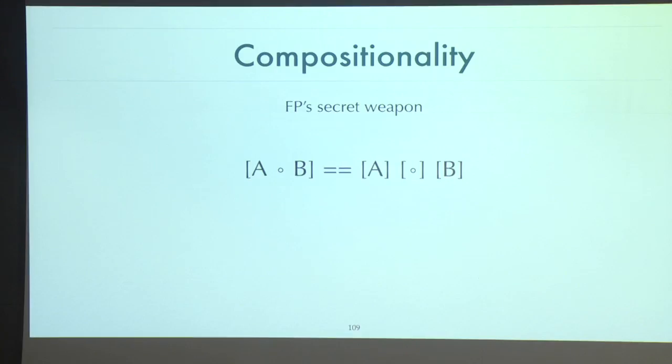So to me, compositionality is functional programming's secret weapon. You know, it's not on the bingo card, but I think that's maybe just because it's the free space, right? Like it's in everything we do, right? And we don't necessarily always write it down formally.